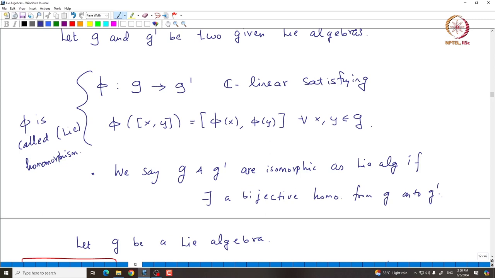It is an easy exercise to see that if you have a bijective homomorphism pi from G to G', then the set-theoretic inverse of that map, which we denote by pi inverse, will again be a Lie algebra homomorphism. That is easy to verify, and I will leave it to you. That is why we demand only a bijective homomorphism from G onto G', because the inverse automatically becomes a Lie homomorphism.